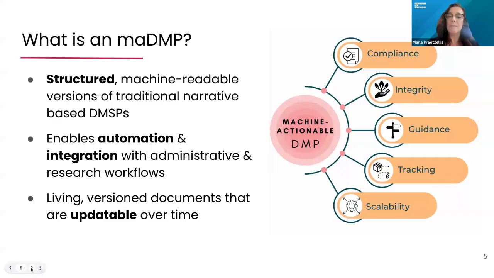Next slide, please. As a quick refresher, a Machine Actionable DMP is just a machine-readable version of the traditional text-based narrative of a DMP, which is usually two pages maximum and required for most grant applications. The principal goals of Machine Actionable DMPs are to facilitate automation and integration with administrative and research workflows. One of the principal goals is for them to be living documents that are updated, accessed, and used over time.